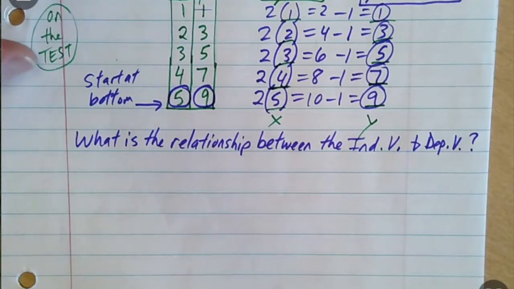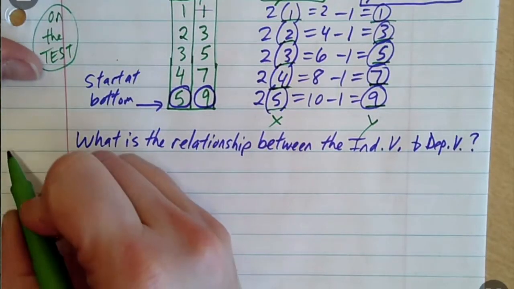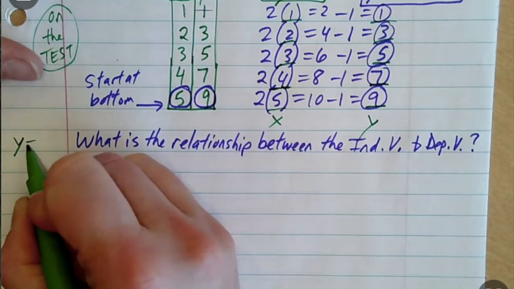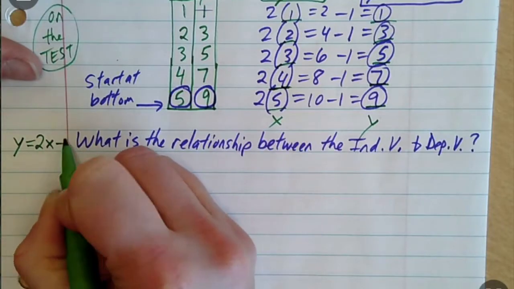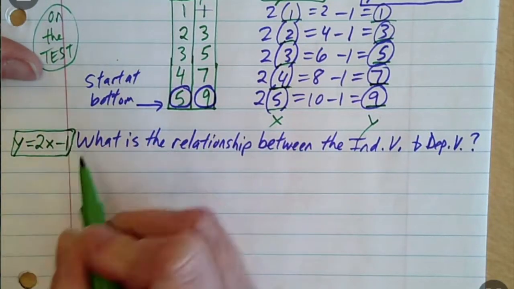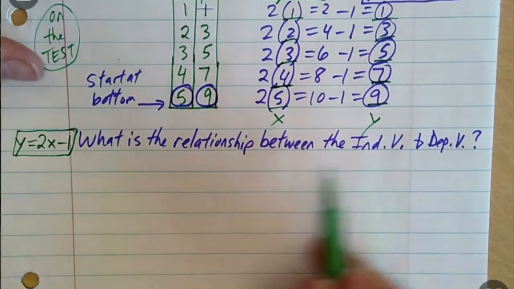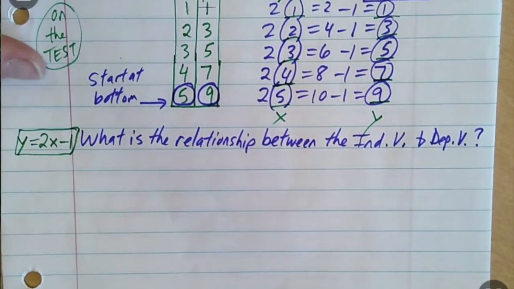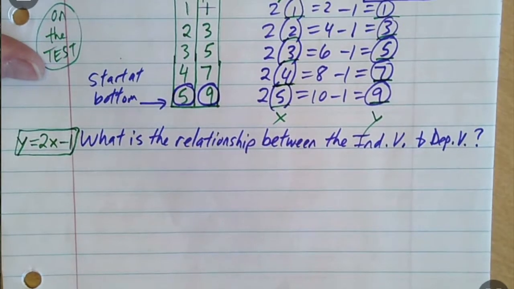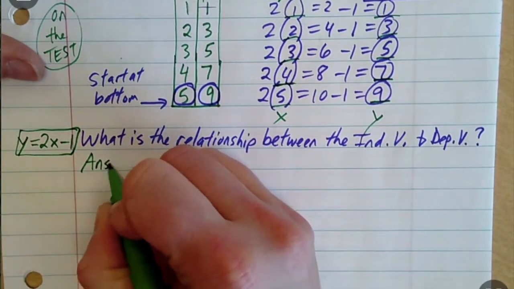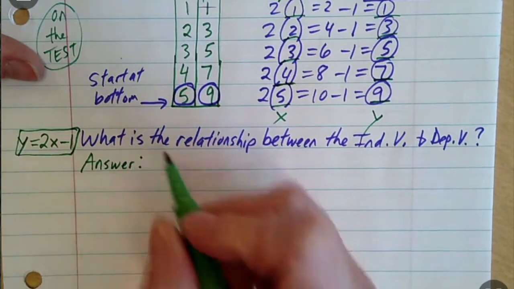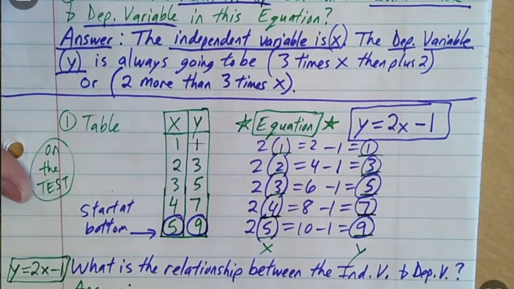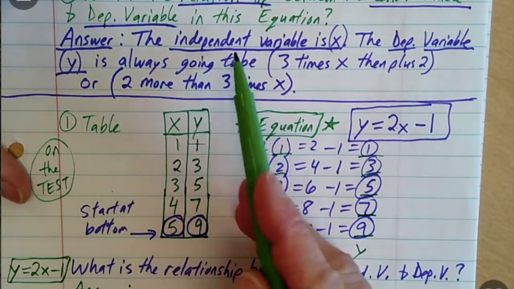Well, look at our equation. Our equation was y equals 2 times x minus 1. That's the equation we were using. You have to use the equation to answer the relationship between independent and dependent. You have to know which one's independent and which one's dependent. So what type of answer would I be looking for? Well, how did I start my answer up above? I started with stating which one the independent variable is.